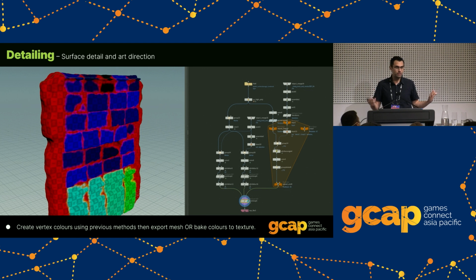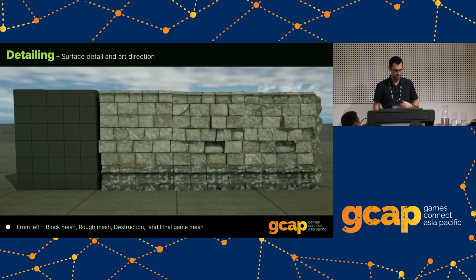And then we just do the same thing, get the brick, get the low poly, get the merged one, and then do the same vertex stuff. Or you could bake it to texture at this point. And then you put it in game. So you see, on the left-hand side is our block mesh, then our rough mesh, then the destruction version, and then the final game mesh on the right.